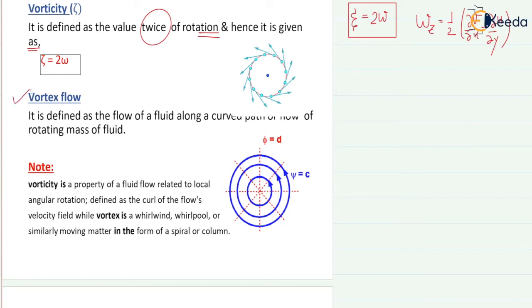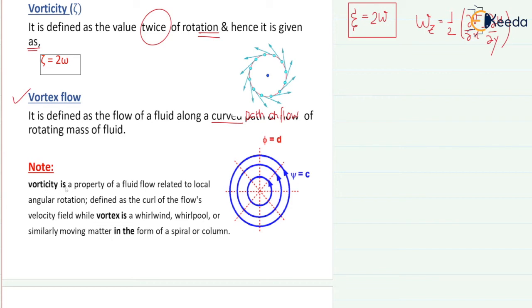Next one is vortex flow. It is defined as the flow of a fluid along a curved path, or flow of a rotating mass of fluid.